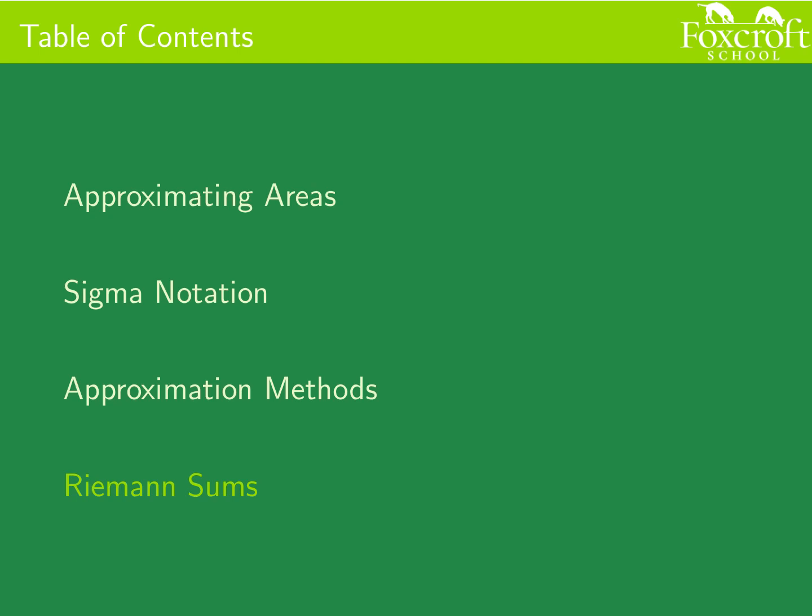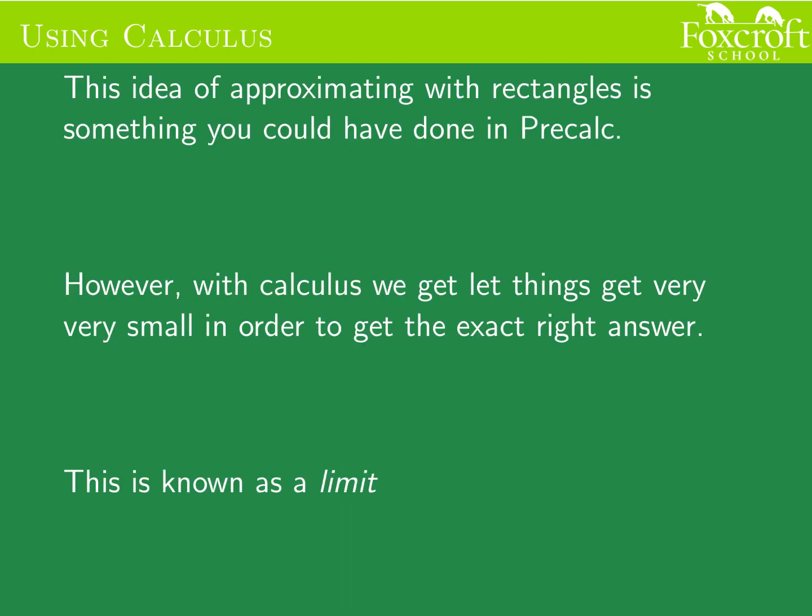And the very last thing is, now that we have these approximation methods, we can do something called a Riemann sum. It's just a fancy way of saying we're going to make as many rectangles as possible. All right, so we could have done all this in pre-calc of just kind of breaking our area under our curve into rectangles. But what we can do in calculus now is we can start making more and more rectangles.